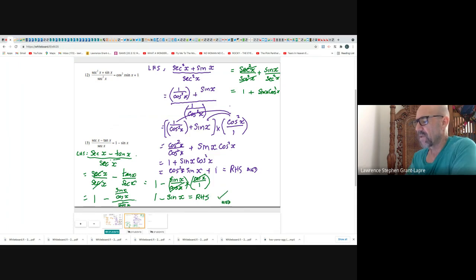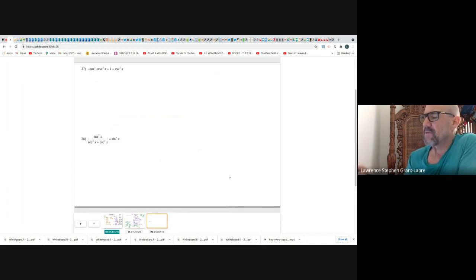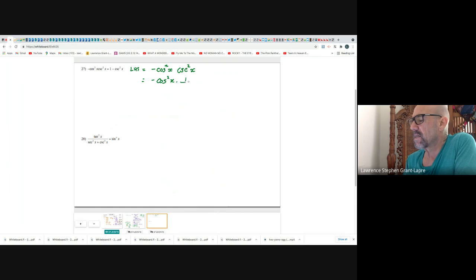Quod erat demonstrandum. Right, now how to move from the left-hand side to the right-hand side. So let's write the left-hand side equals negative cos squared x cosec squared x. All right. Now we want a minus in here, so let's just turn everything into cos and sine. So we've already got a cos squared x here. Cosec x is 1 over sine squared x. So that is negative cot squared x.